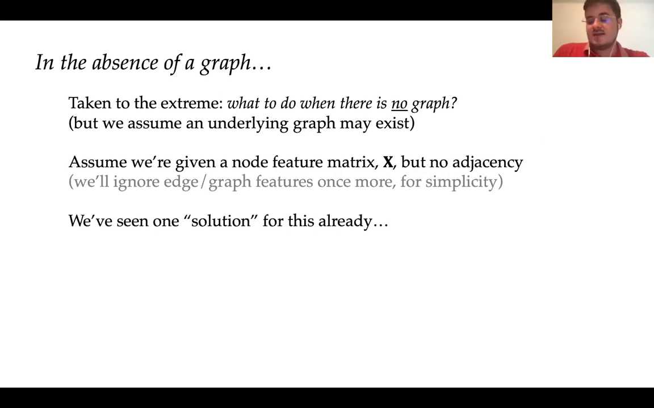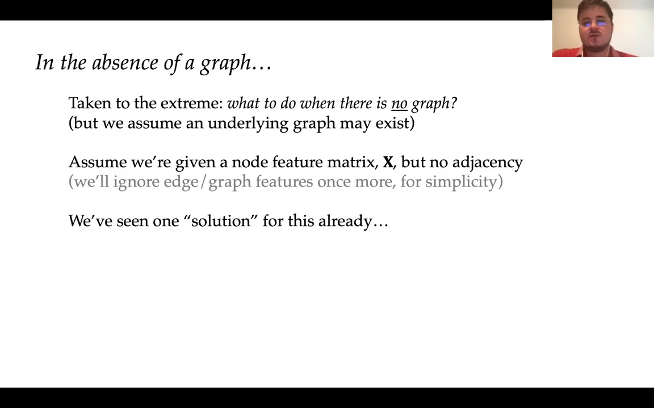And we can take this to the extreme. Like, okay, we could be given a graph that's suboptimal, but maybe we can still work with that. But what do we do when there's no graph to begin with, but we assume that one should exist? So in this case, we can assume that we're just given a node feature matrix, just like we did when we dealt with sets, but there is no adjacency matrix information.